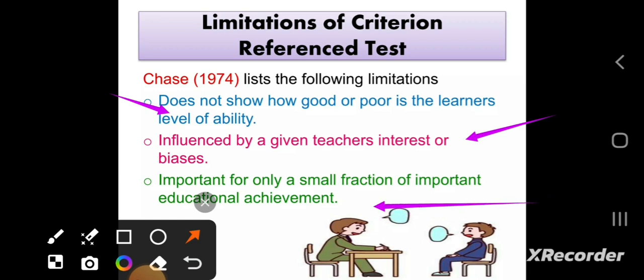Important for only a small fraction of educational achievements. CRTs typically focus on measuring specific predefined skills or knowledge areas. As a result, they may overlook broader, more complex educational achievements or competencies that are equally important but not covered by the test. These limitations highlight that while CRTs are useful for assessing specific objectives, they may not fully capture a student's overall abilities or learning progress.